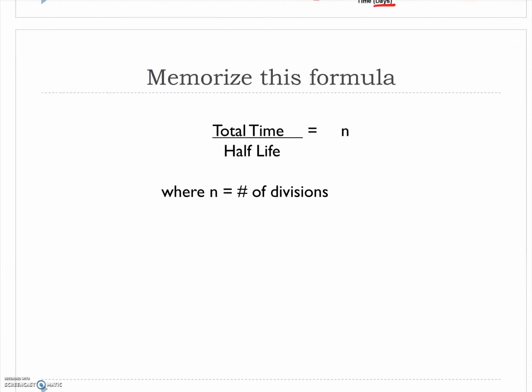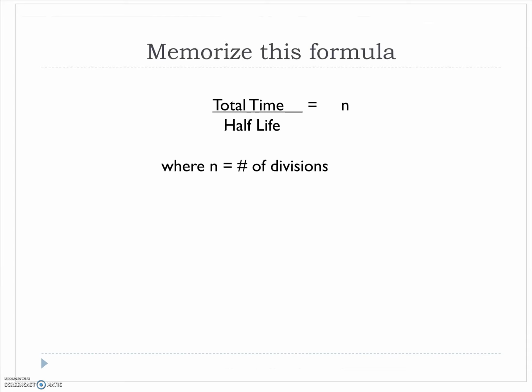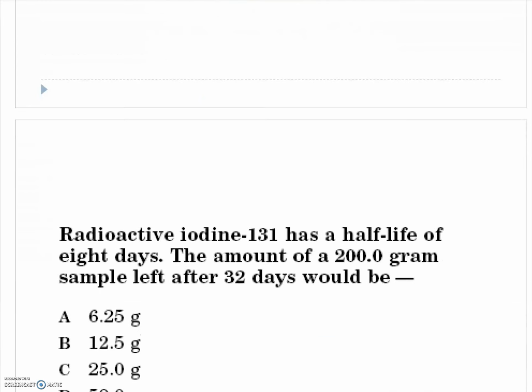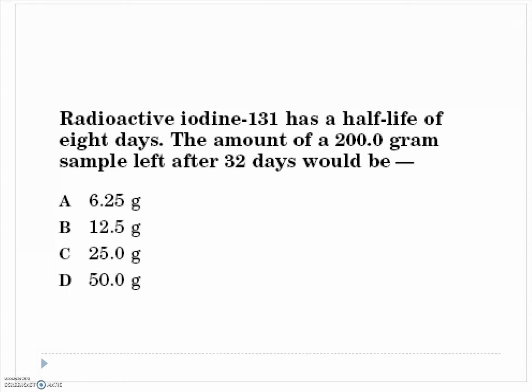Now, in order to calculate the half-life, you will need to know this formula. You may want to add it to your formula sheet if you have started one. The total time over the half-life will give us the number of times we have to divide by 2 to figure out how much of a sample would be left if it went through that many half-lives. Let's just do some examples so I can show you how this works.